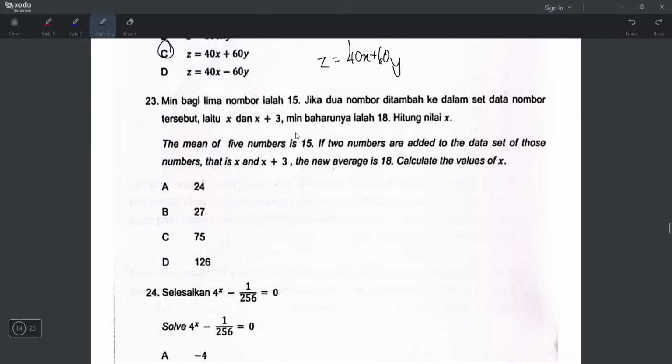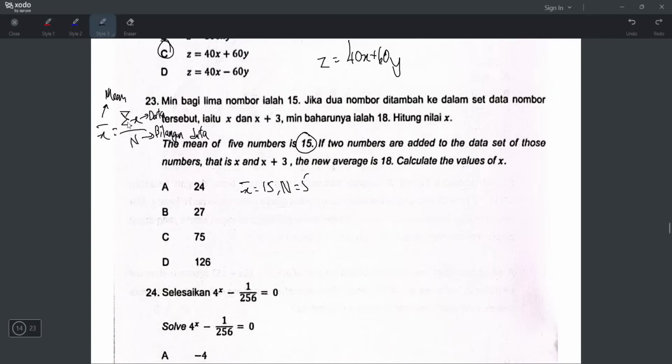All right, number 23. The mean of five numbers is 15. Okay, so mean equals 15 and then n is 5. So, let's talk about the mean formula. The mean formula is the sum of x divided by n. The x is the data and then n is the bilangan data, or you can say the number of data. It means how many numbers you have or how many data you have. And then this one is just the mean.